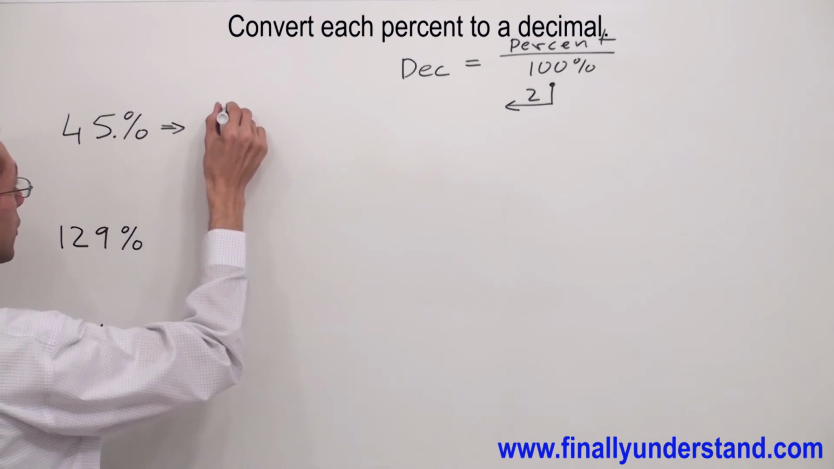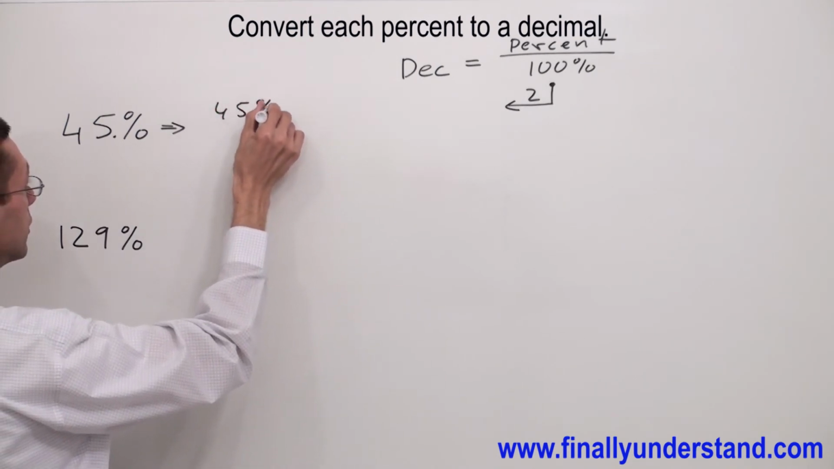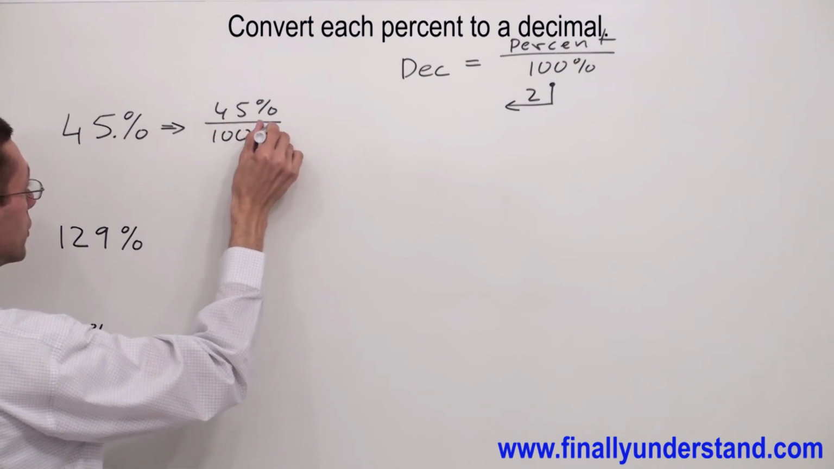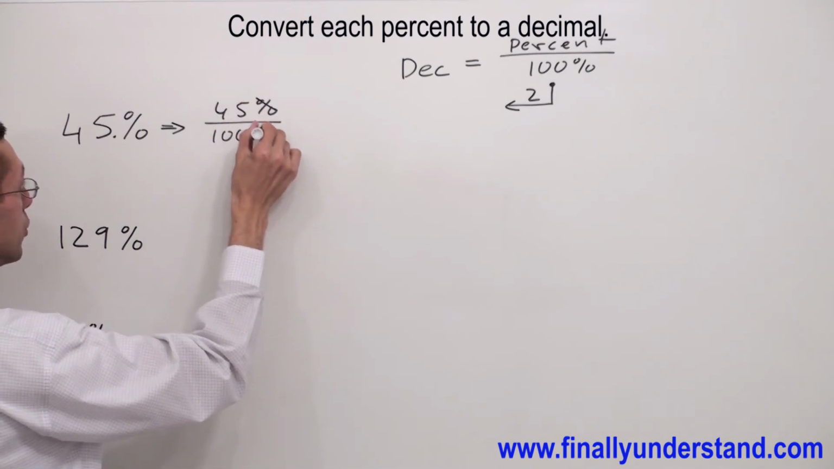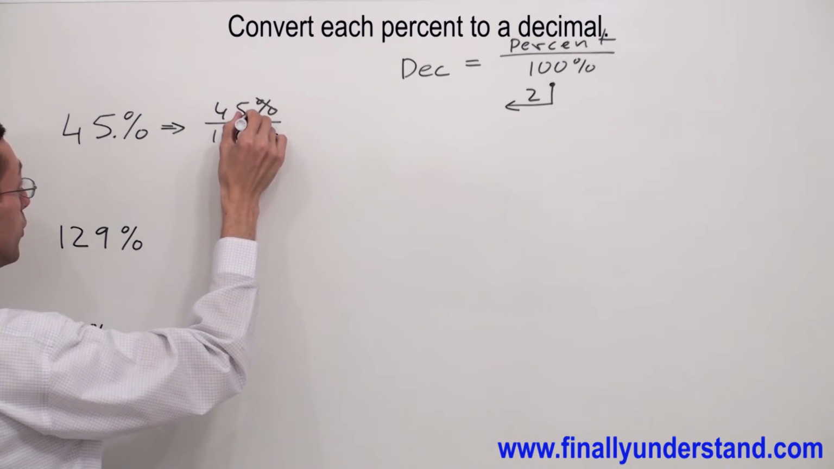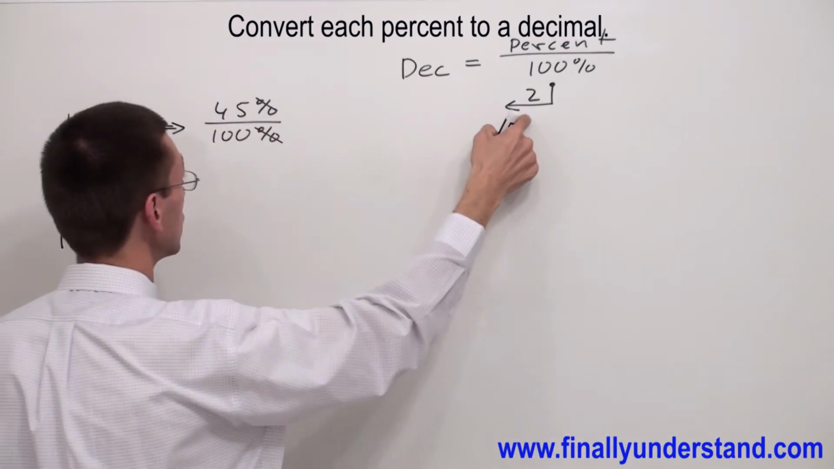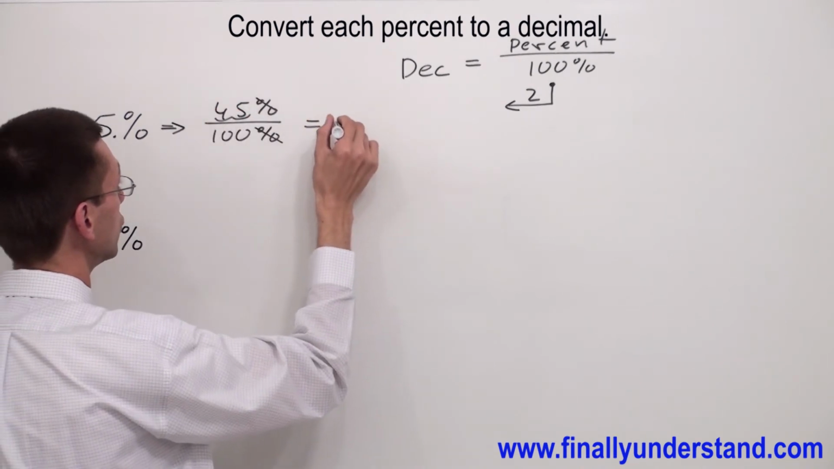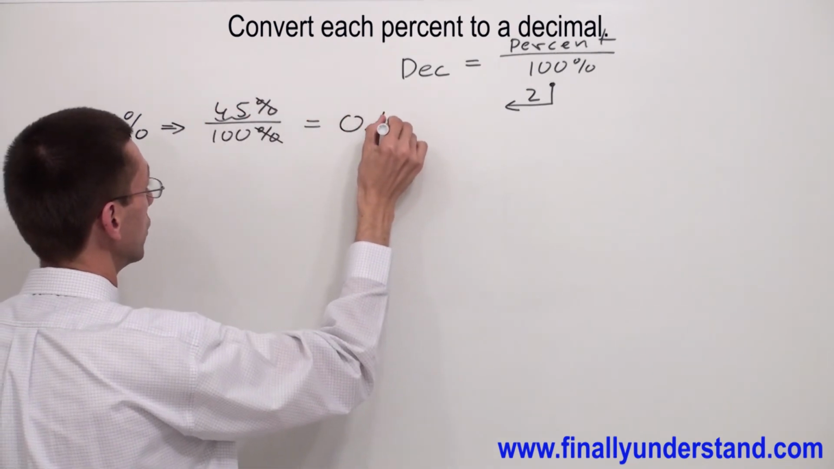So that's why I'm going to have 45% over 100%. Remember, percent and percent will cancel out, and I'm going to move my decimal point twice to the left. So I'm going to have 1, 2. My answer is going to be equal to 0.45.